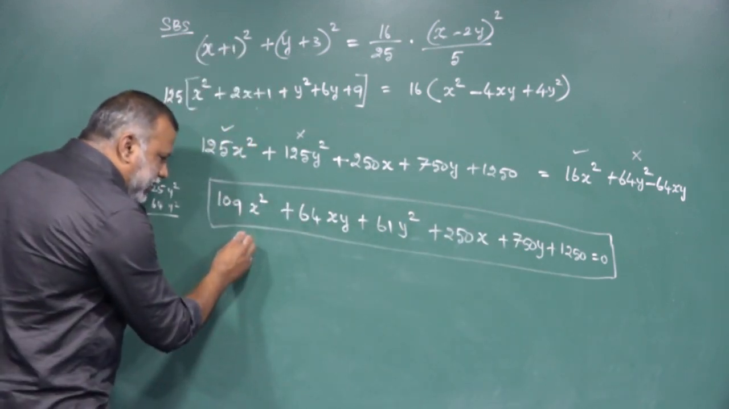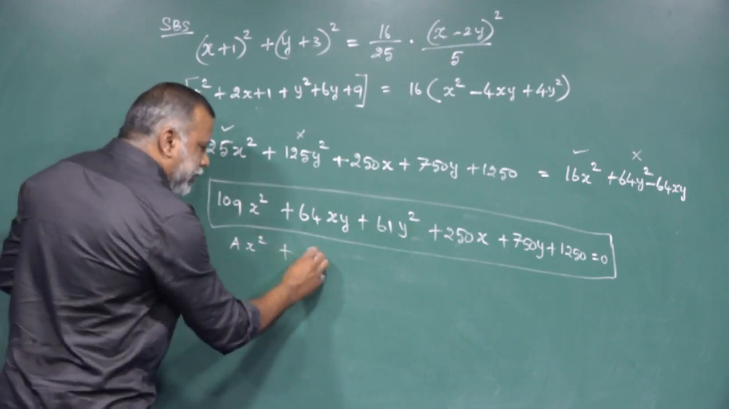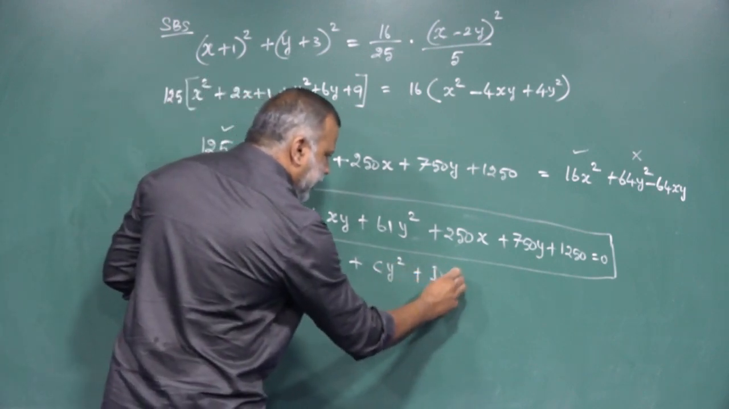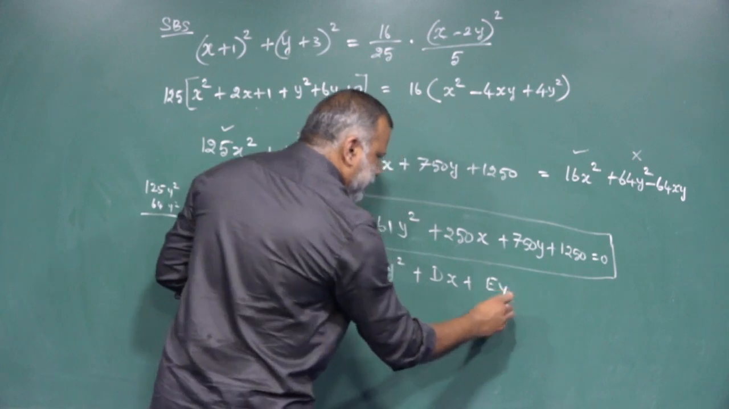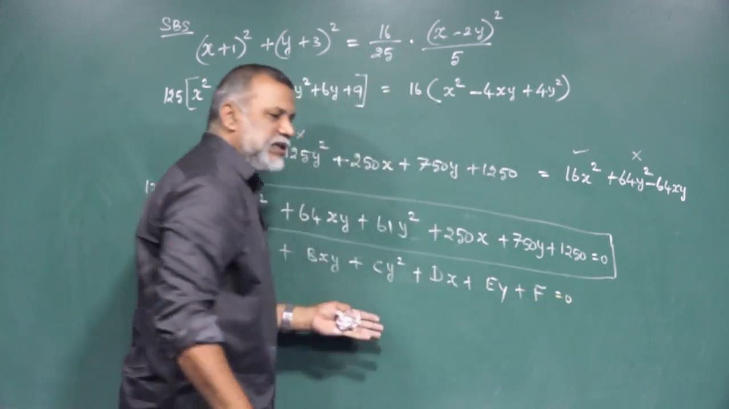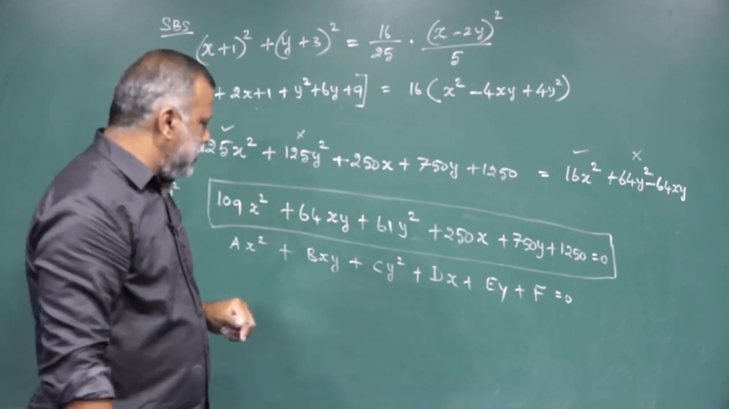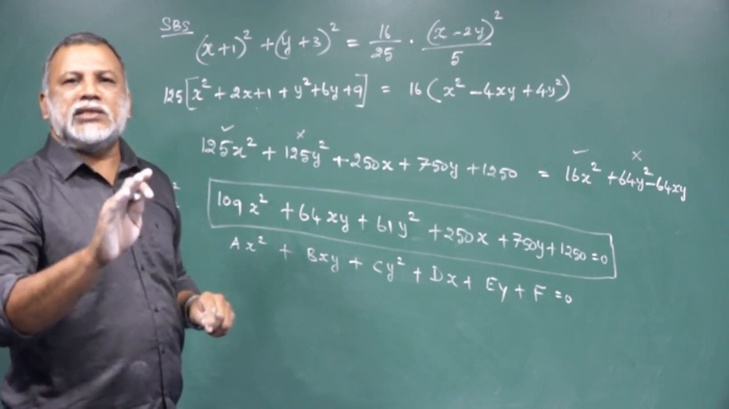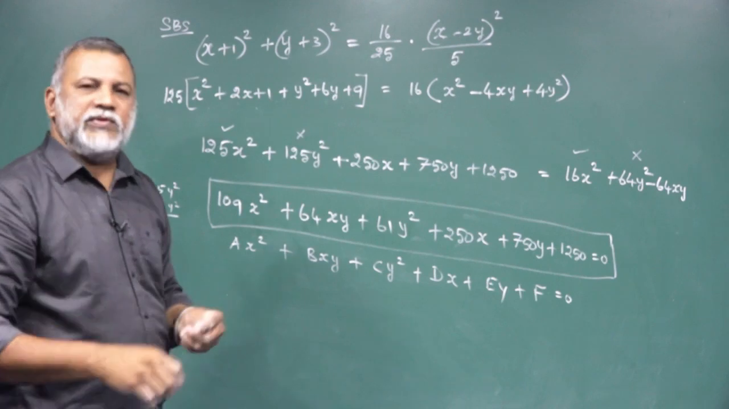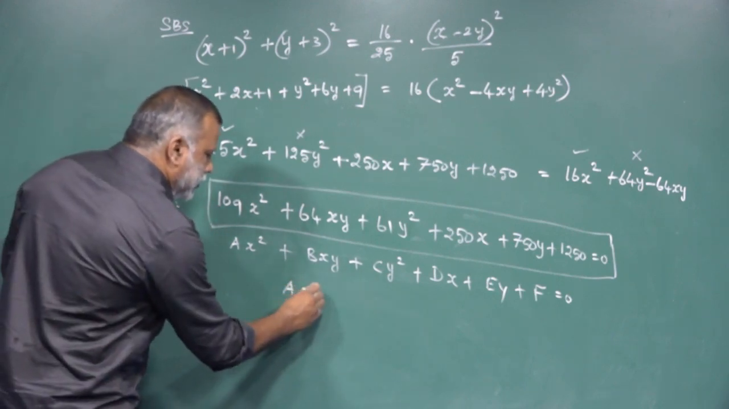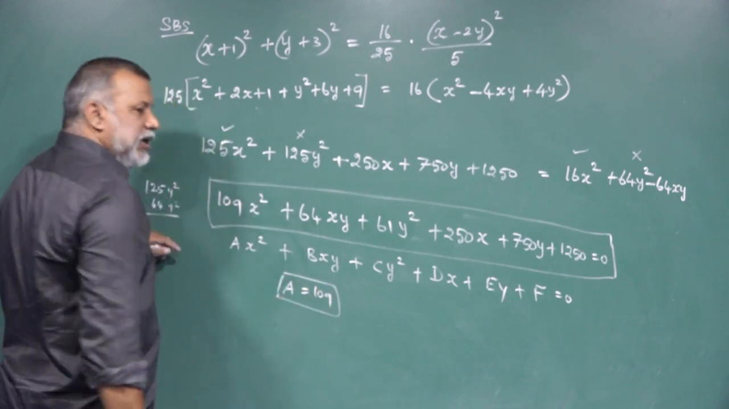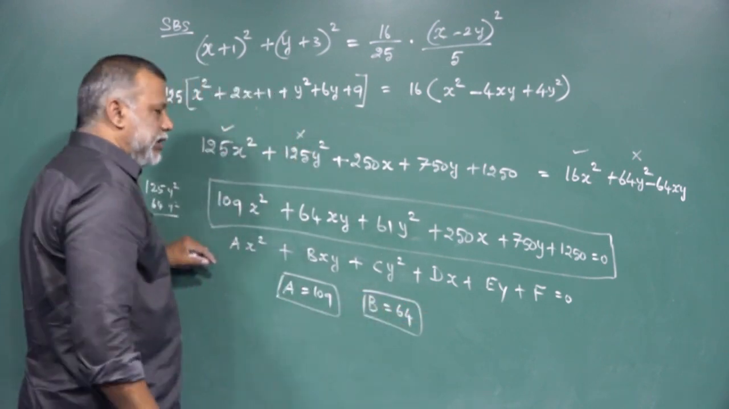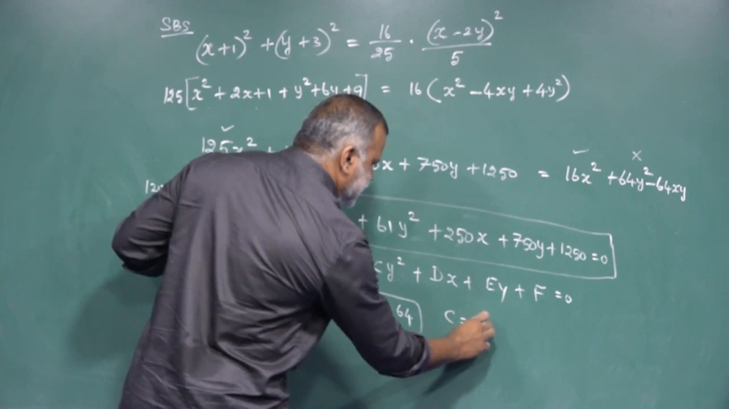It is in the form, as we already discussed, of ax squared plus bxy plus cy squared plus dx plus ey plus f equal to 0. This is the standard equation of the conics. If this equation represents an ellipse, then what is the condition? B squared minus 4ac less than 0. You can verify this. Here a equals 109, b equals 64, and c equals 61.